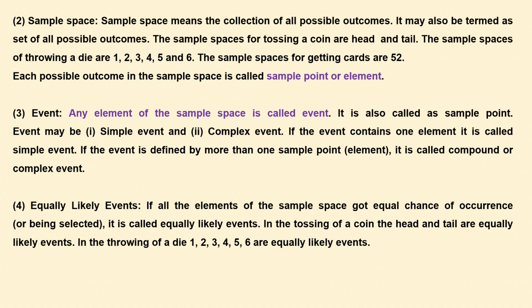Fourth one, equally likely events. If all the elements of the sample space have equal chance of occurrence of being selected, it is called equally likely events. In the tossing of a coin, the head and tail are equally likely events. In the throwing of die, 1, 2, 3, 4, 5, 6 are equally likely events.